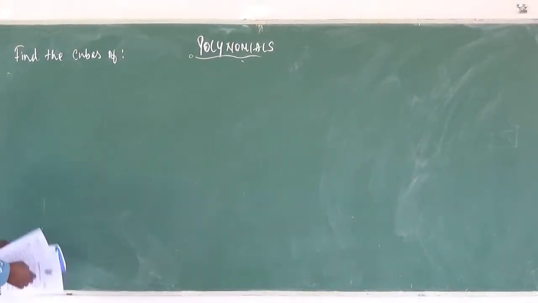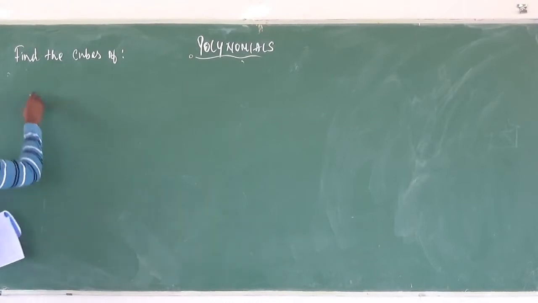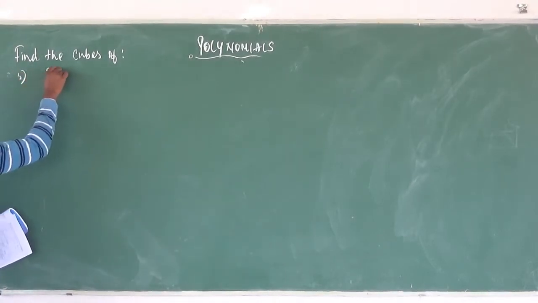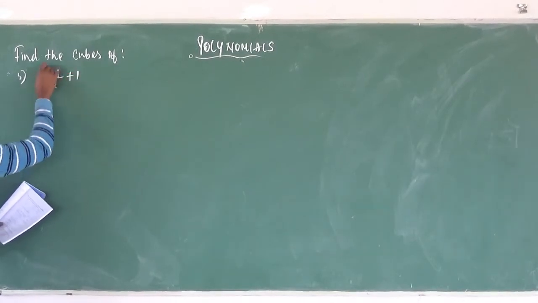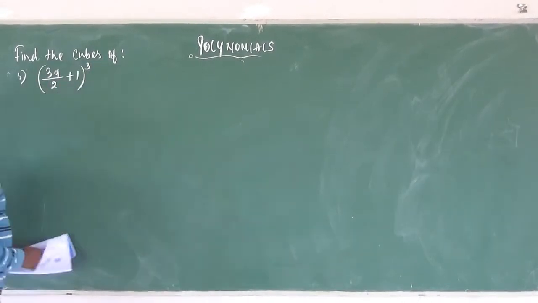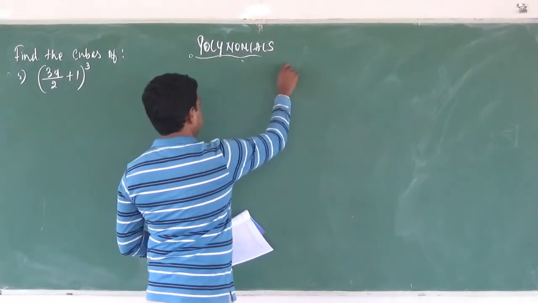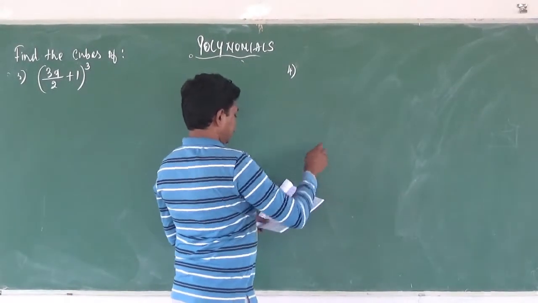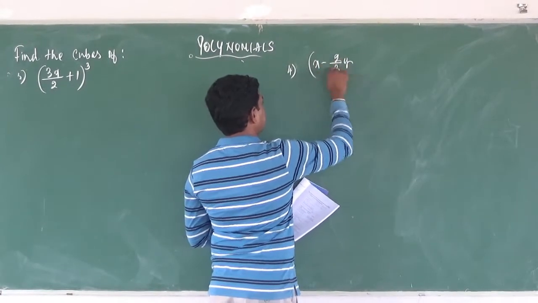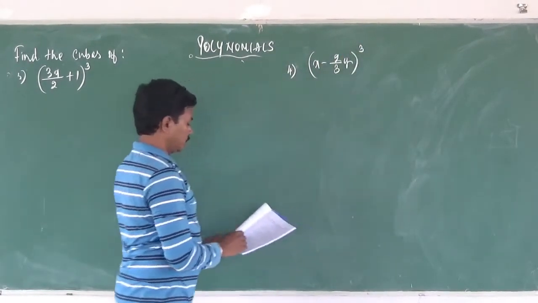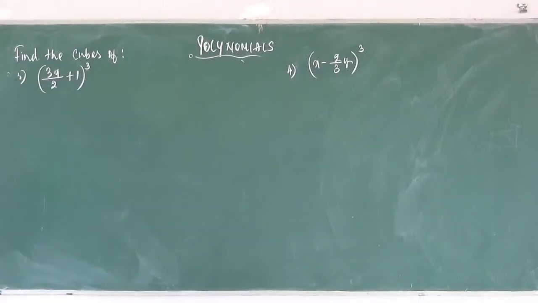We go with another two problems. Third one, it is (3x/2 + 1) whole cube. And another one we have, we will take it down, (x − 2y/3) whole cube. So both the problems are very important. It may be asked in your examination for 2 marks.